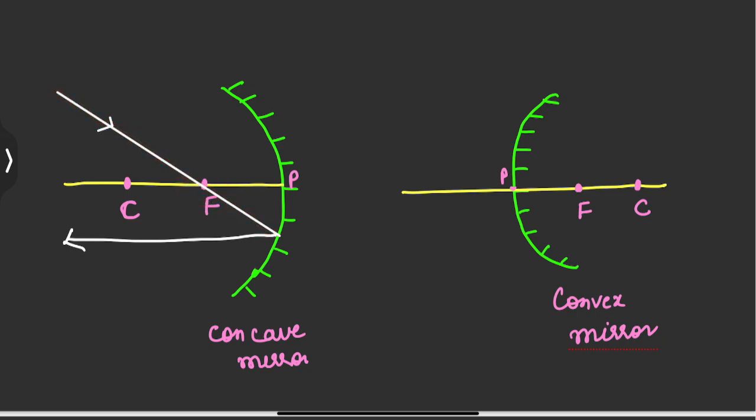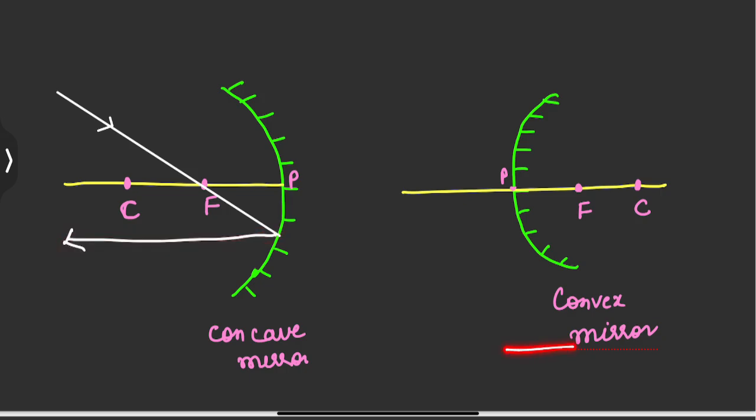And you can see the reflected ray. This is the reflected ray. It is found parallel to the principal axis. Can you see? This is principal axis and this is the reflected ray. So both are parallel to each other. So this is the second standard incident ray. So second standard incident ray is passing through the principal focus. Then after reflection, it will be passing parallel to the principal axis.